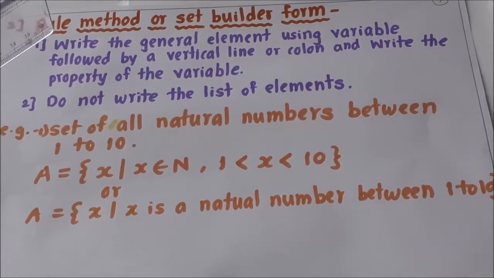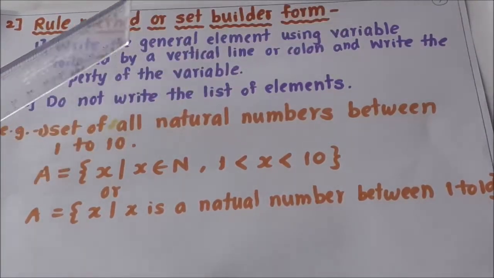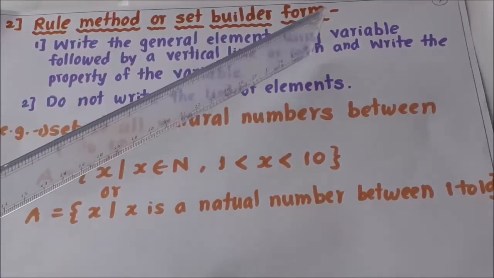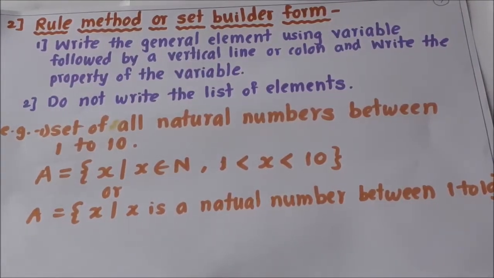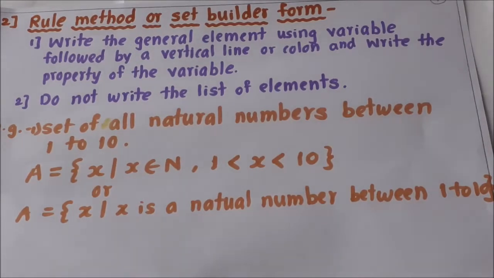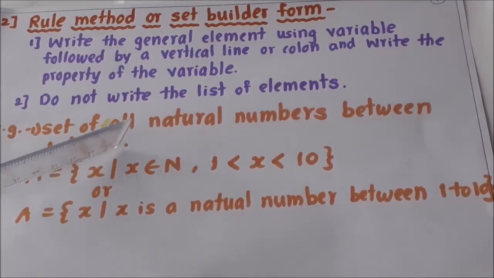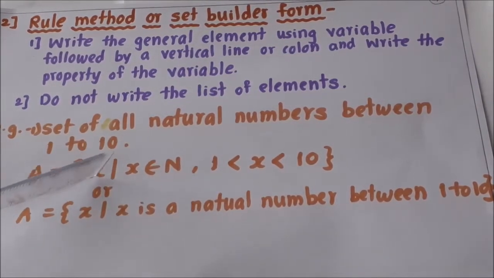So first of all, the first rule is to write the general element using a variable followed by a vertical line or a colon, and write the property of the variable. Here, for example, I want to write all the natural numbers between 1 and 10. Then what do I have to use? Consider any element as a variable. Here I used a variable x, always a small letter, and this line represents that it is an element of this set.